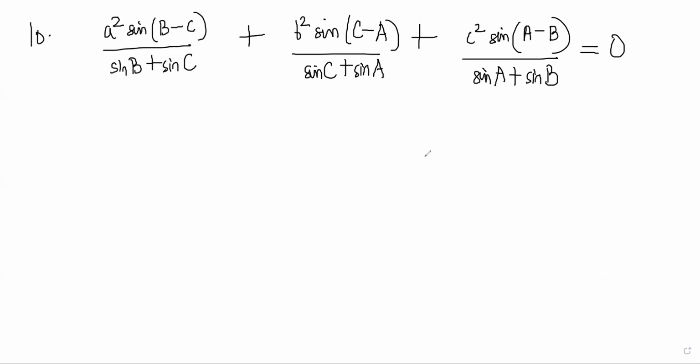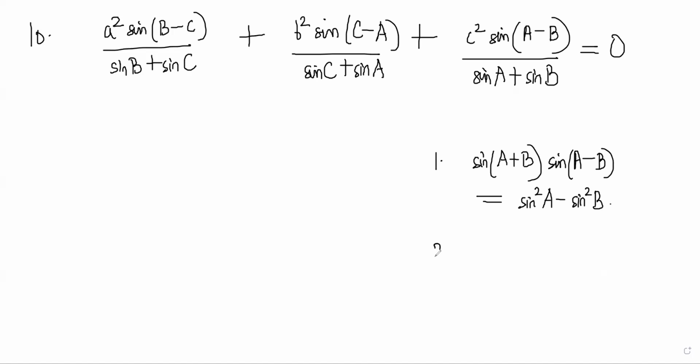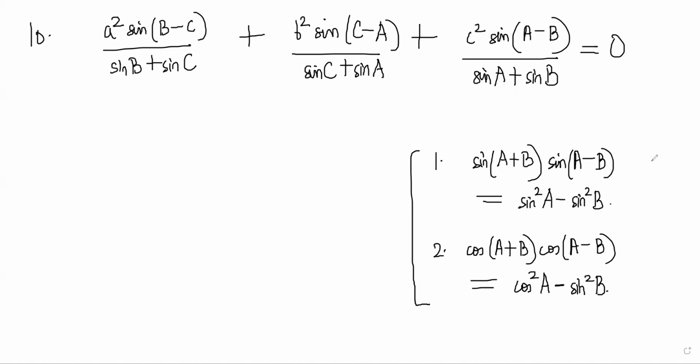First of all, you need to know this identity. What is sine of A plus B into sine of A minus B? You can prove that it is equal to sine square A minus sine square B. You can also do this other identity, cos of A plus B into cos of A minus B. You can prove that it is cos square A minus sine square B. First of all, prove this yourself and then try to think of how you will use this here.